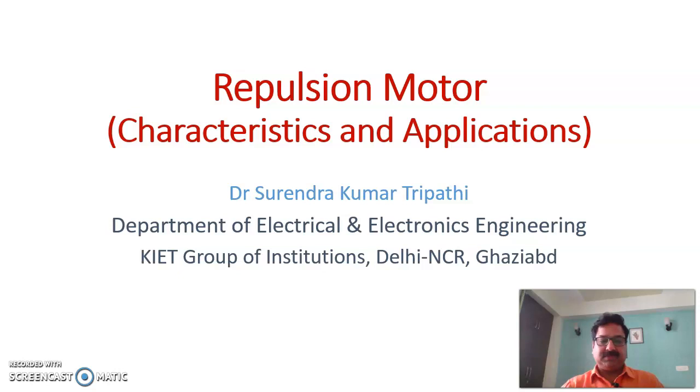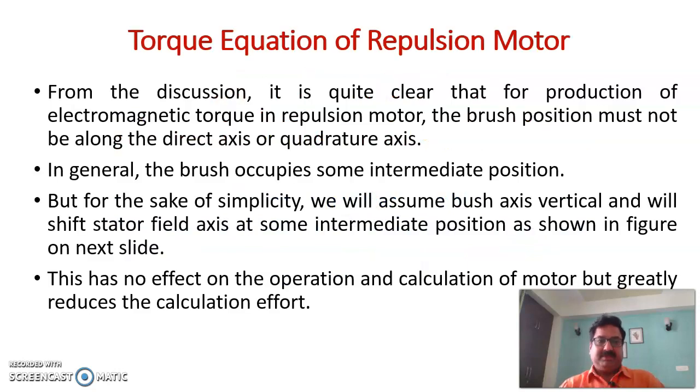Going forward, we discussed the speed torque characteristics of the machine, and now we will discuss the torque equation of this machine. From the previous lecture and discussion, it is clear that in the production of electromagnetic torque in the repulsion motor, the brush position plays a very important role.